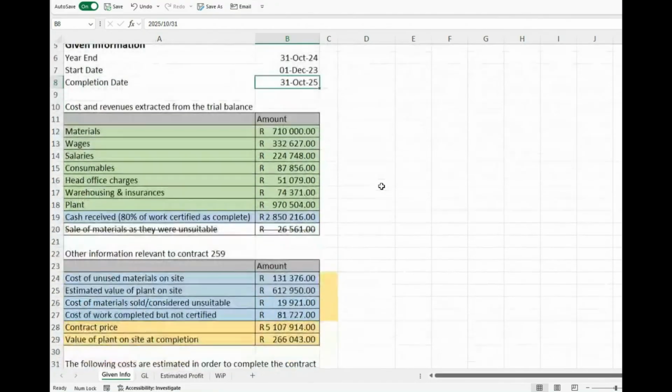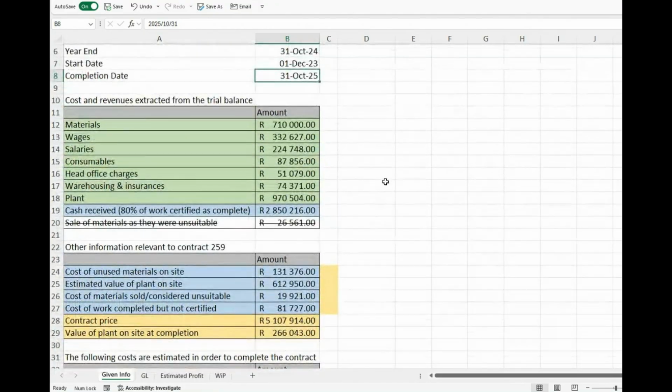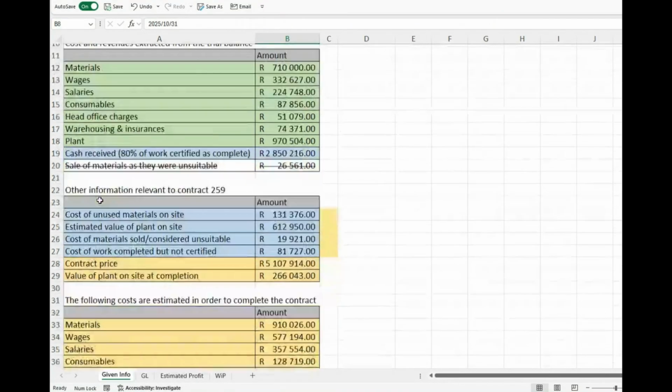So now let's just have a look. Everything that is marked in green, and I'm now assuming again that you are going into the exam with a highlighter. So everything that's marked in green here are costs that will reflect in your general ledger. The materials, the wages, the salaries, the consumables, the head office charges, the warehousing and insurance, and the plant. All of those are cost.